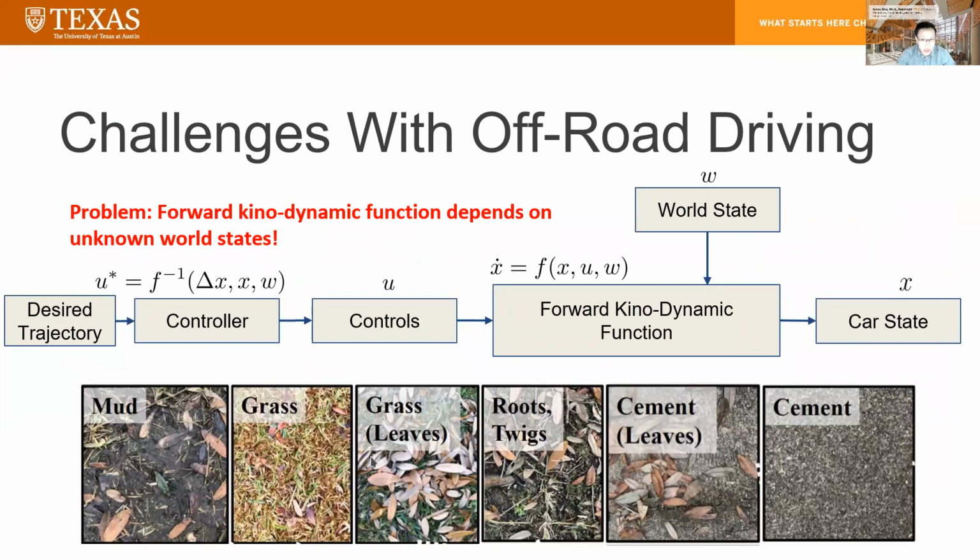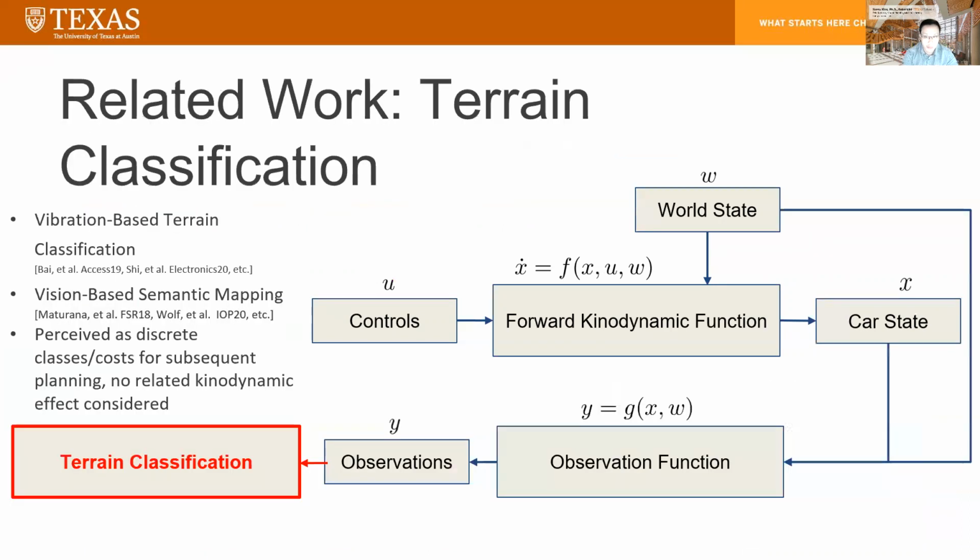So what's the problem with this? The problem is that the forward kinodynamics model depends on a lot of unknown world states. For example, the kinodynamics may be different when the robot is driving on mud, on grass, on cement, or on grass with leaves, on roots with twigs, or on cement with leaves, etc. And these things really affect how the car really behaves in the real world. So what can we do about this?